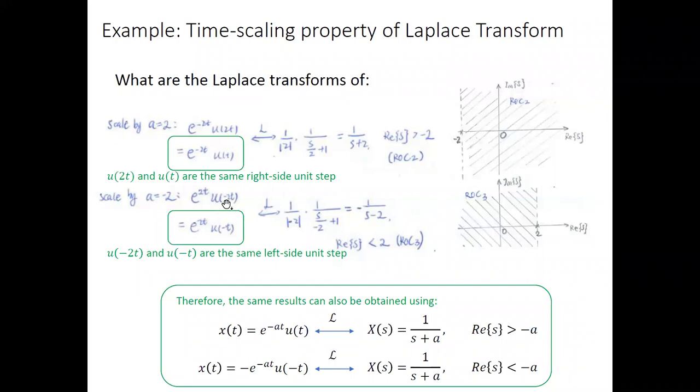And similarly, u of minus 2t takes value 0 when t is positive and takes value 1 when t is negative. So it equals u of minus t. For exponential 2t u of minus t, we've also done this example before. Applying the previous result on the second line, its Laplace transform is minus 1 divided by s minus 2. We have a minus sign here because on the left-hand side there's no minus sign. In the previous result, when the left-hand side has a minus sign, the right-hand side does not have one. And the region of convergence is the left side, which means less than the pole. Again, it's the same as the ROC3 obtained on the last slide. So the same results can also be validated using the previous result.